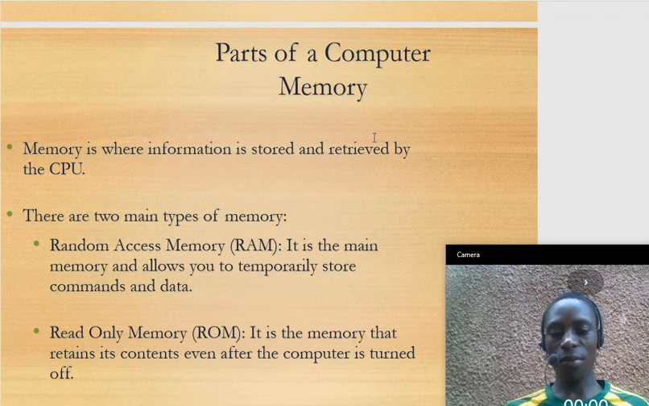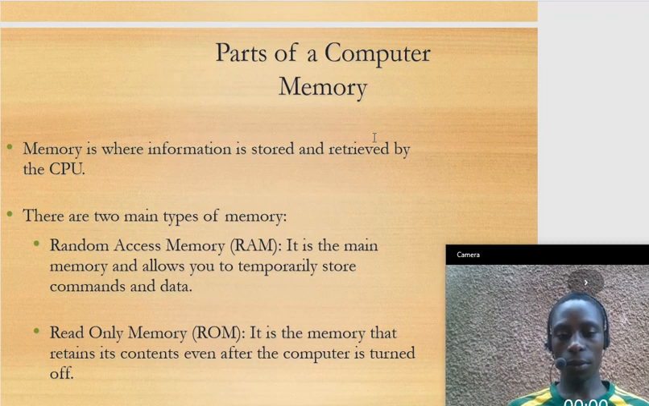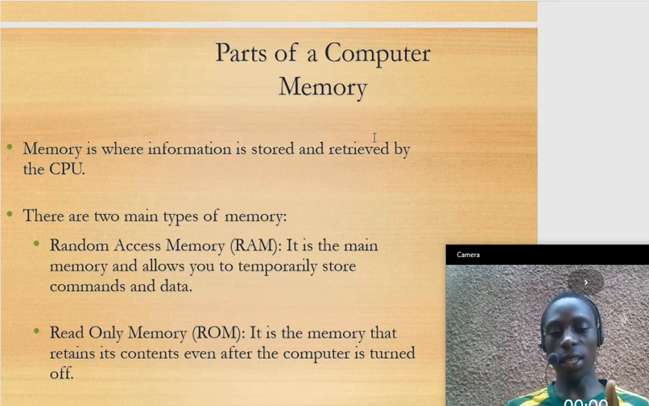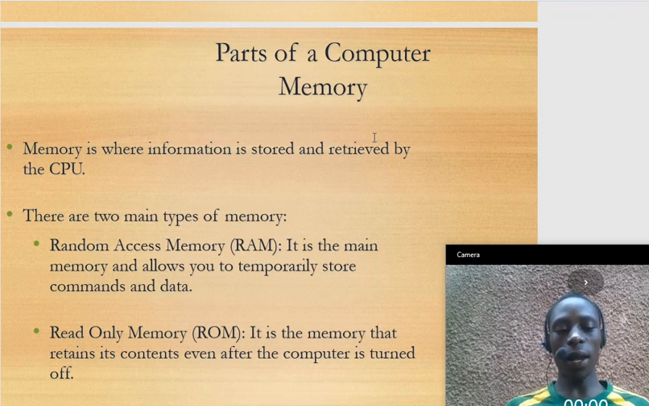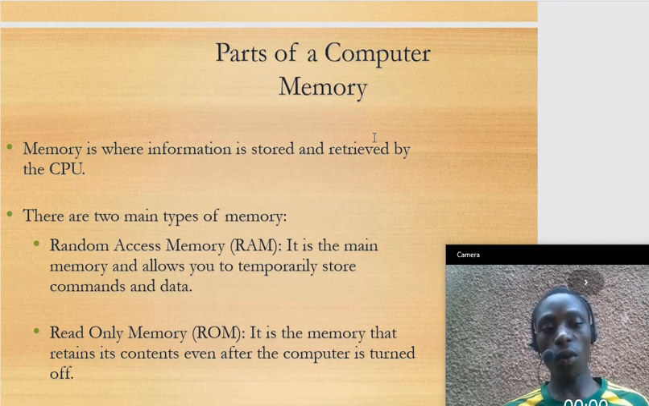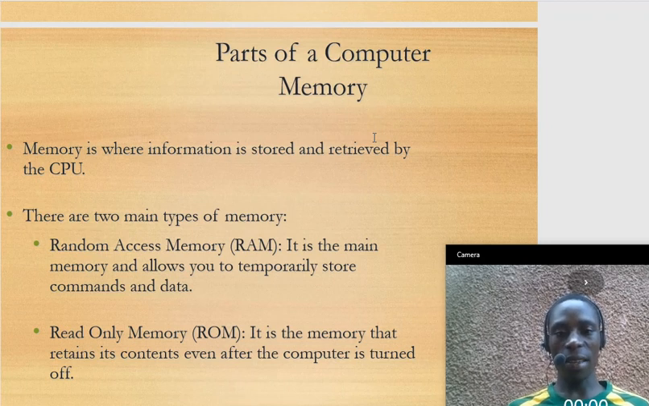So we have another type of memory, that is the read-only memory, abbreviated as the ROM. It is the memory that retains its content, or its information, even when the computer is powered off or turned off. It contains information from the manufacturers. You can't change the information that's there. You can't remove it or add your own information. So it is the read-only memory.